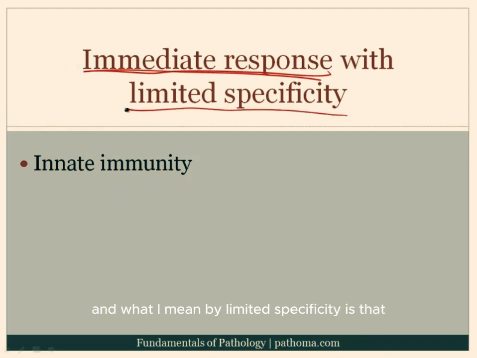Now what I mean by limited specificity is that it's not like the chronic inflammatory response where you have an antibody or a T-cell receptor against a very specific antigen. In this particular case, it's a generalized response against the stimulus. You don't have a very specific attack of a particular antigen. And it is one component of innate immunity. So this requires us to take a step back to understand innate immunity. What is innate immunity?